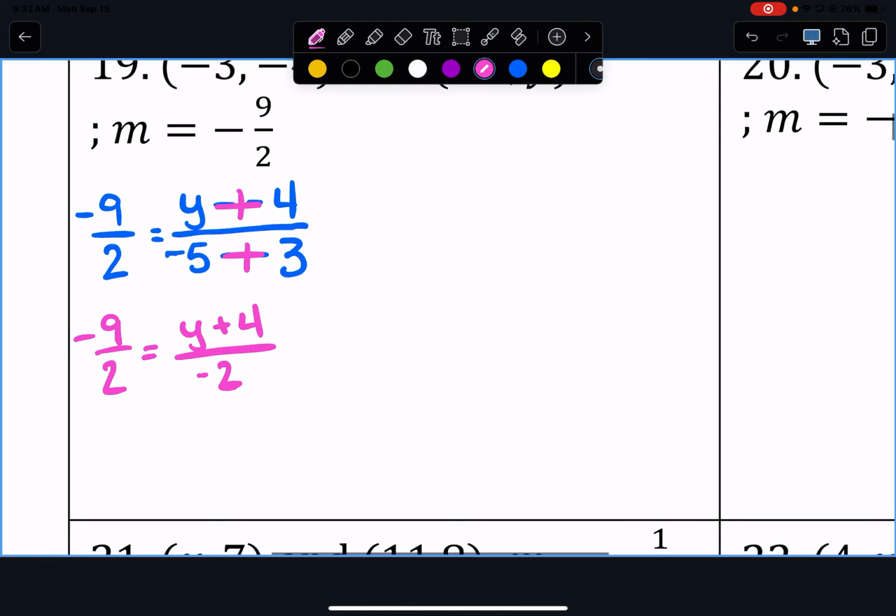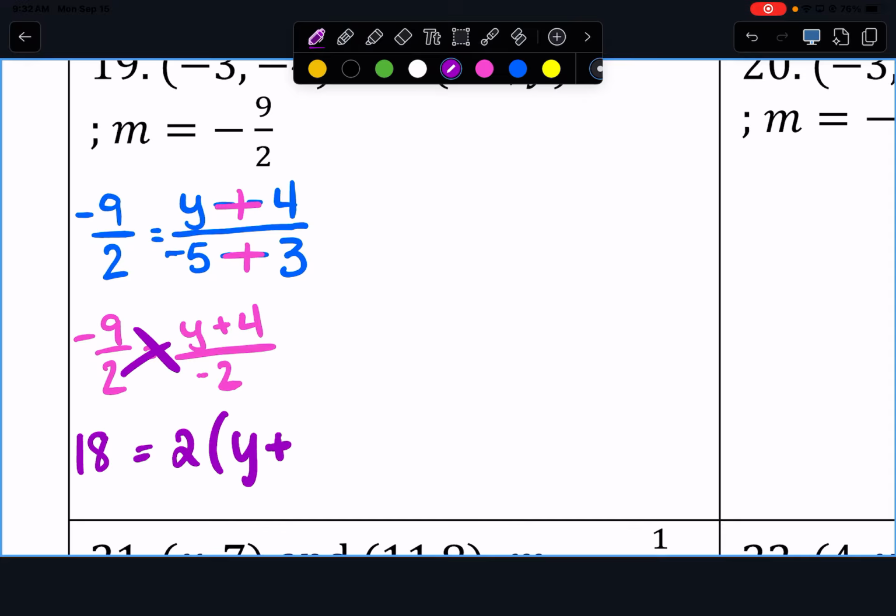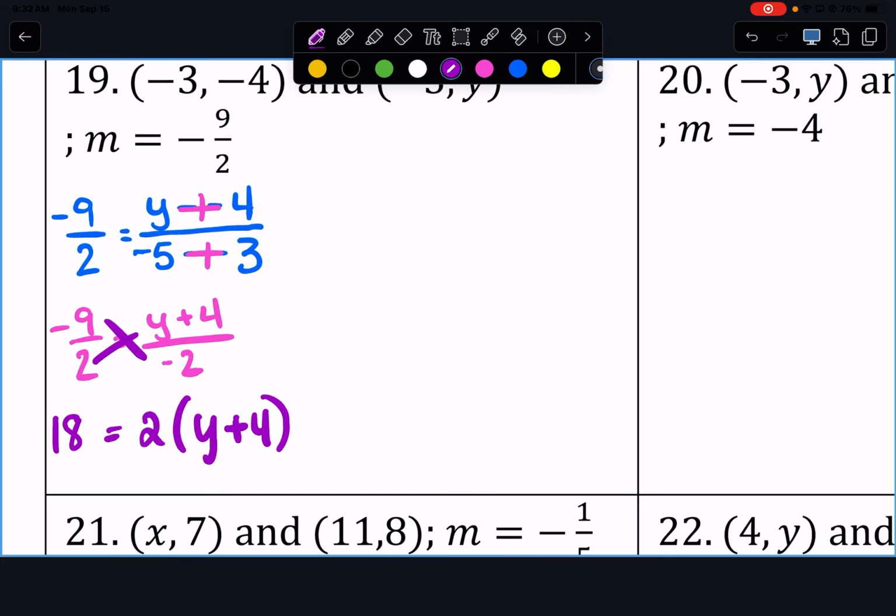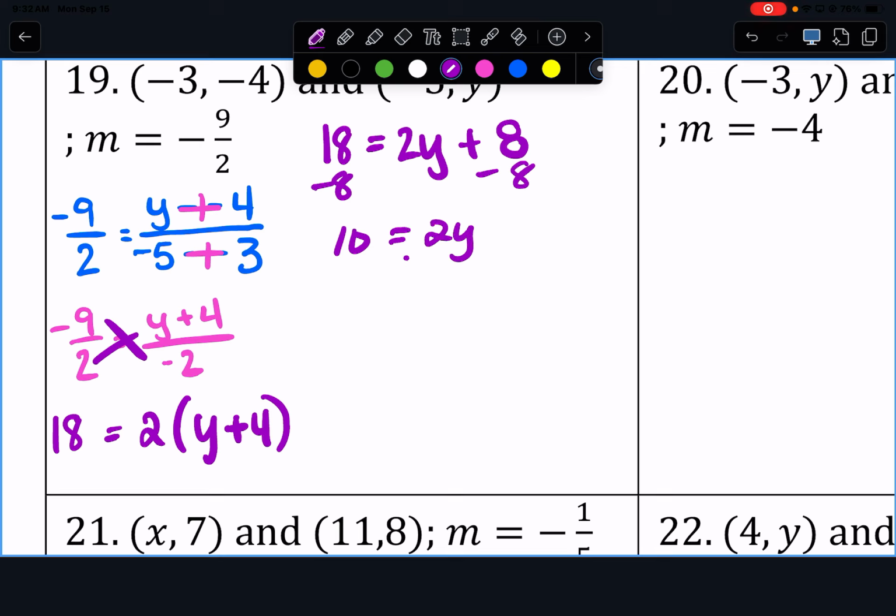And then we cross multiply. So negative 9 times negative 2 is 18. And then we're going to do 2 times y plus 4. So I distribute that. When I distribute, what do I get? 2y plus 8. Then how do I solve it? Subtract 8. So what is 18 minus 8? 10. Then what? Divide by 2. What is 10 divided by 2?